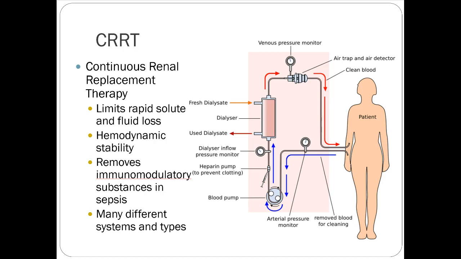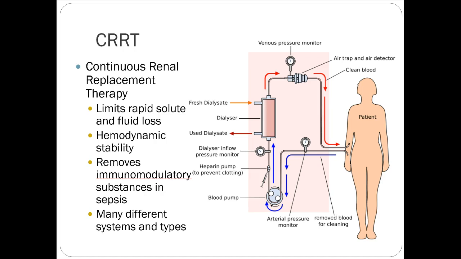We usually have anywhere from 3 to 6 people on it at a time at our hospital to give you an idea, and we have about 60 some ICU beds. So just to give you a picture of the percentage of patients we see with this. What this does is it limits rapid solute and fluid loss, and it gives you some more hemodynamic stability, which is great. The other thing we can use this for is removing immunomodulatory substances in septic patients. Where we like to do this a lot is with people who have influenza and also have a streptococcal pneumonia, some sort of strep, or even staph comorbid pneumonia is what I'm trying to say.